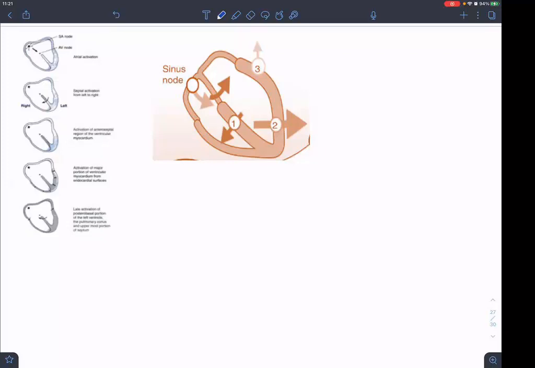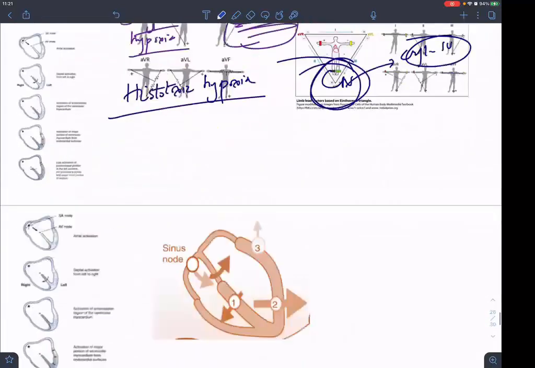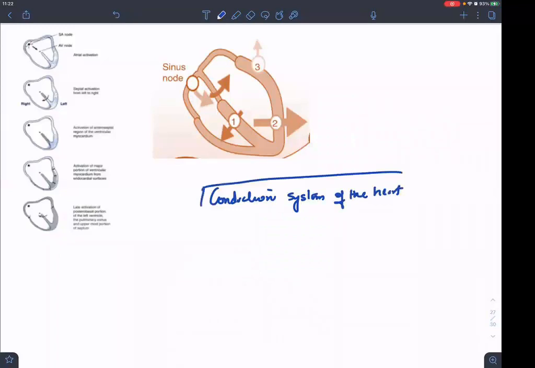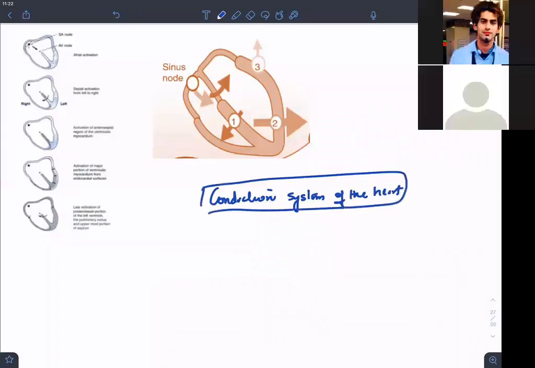Okay. For that, before starting ECG, I want to take a small topic which will help you in understanding the concept of ECG. That is the conduction system of the heart. See guys, conduction system we have understood, but how the cardiac impulse is traveling through this heart.